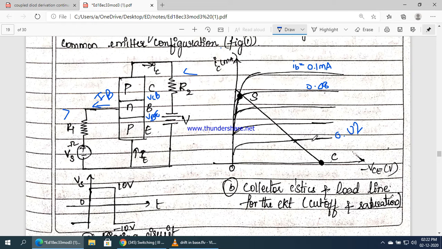For example, the value of IB is 0 or negative. As you can see here, we have a 0.02 value of IB and 0.04, 0.08, and finally we have here 0.1 milliamp. Here the value of IB is 0, and the IB value is increasing. For different values of IB, these are the curves.